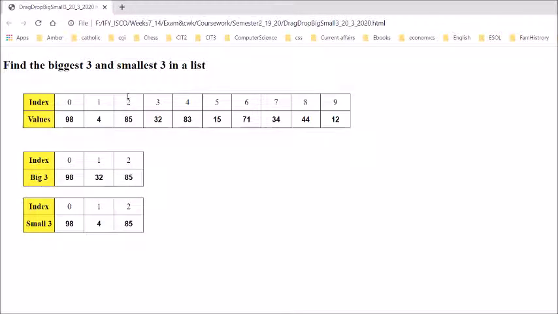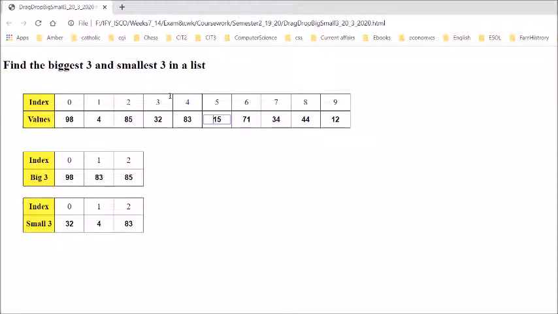Then we look at 32 and say, is 32 smaller than the biggest of the small numbers? Well, 32 is smaller than 98, so we can replace 98 by 32. So now we look at the next number, 83. Is 83 bigger than the smallest of the 3 big numbers? Yes. So we can replace 33 by 83. Is 83 smaller than the biggest of the 3 small numbers? Yes. So we can replace 85 by 83.